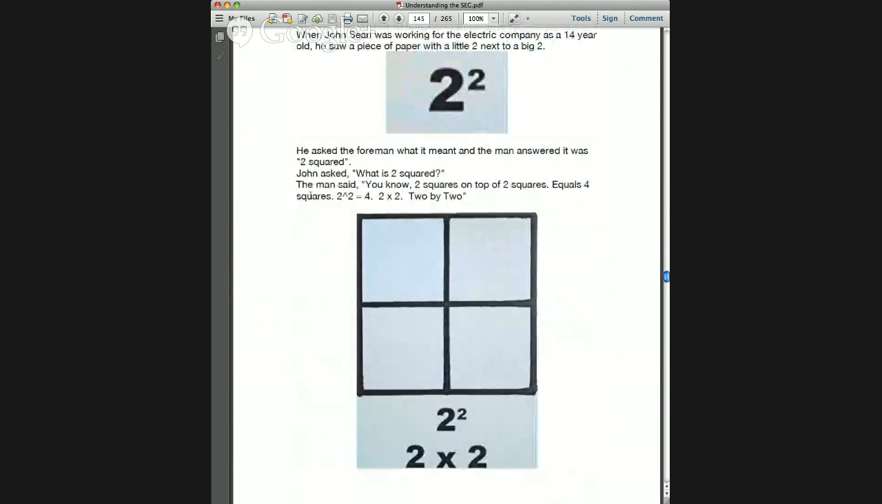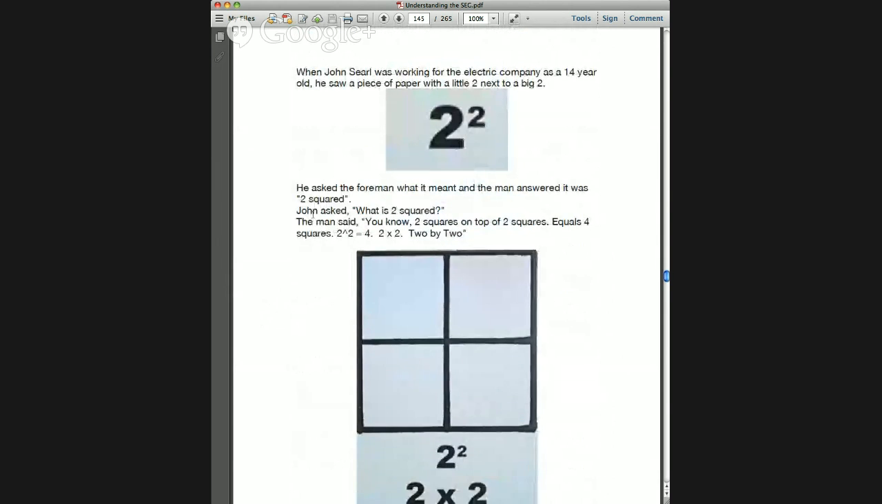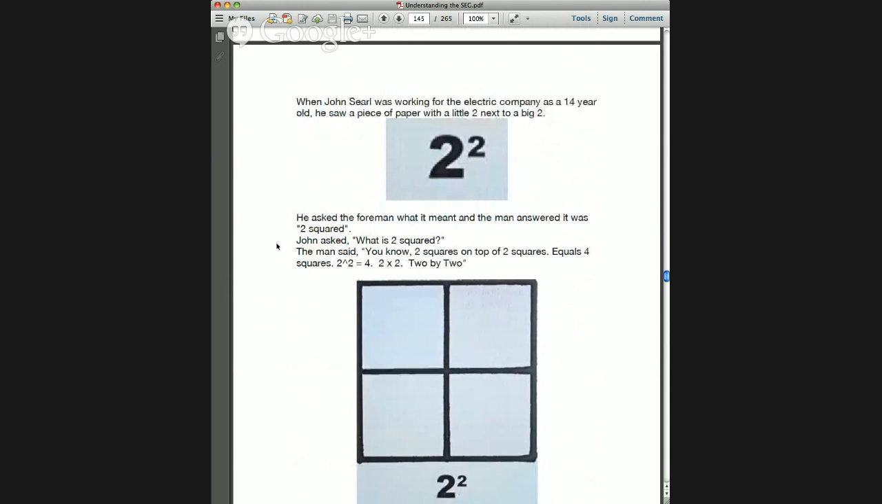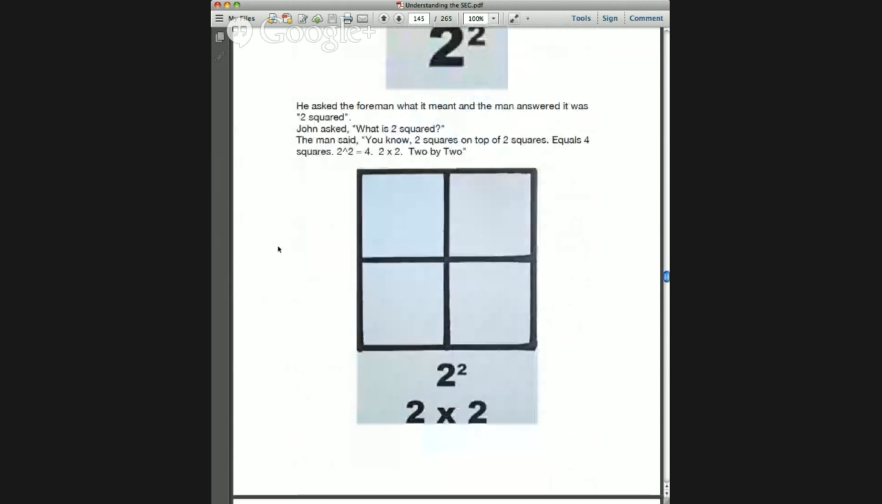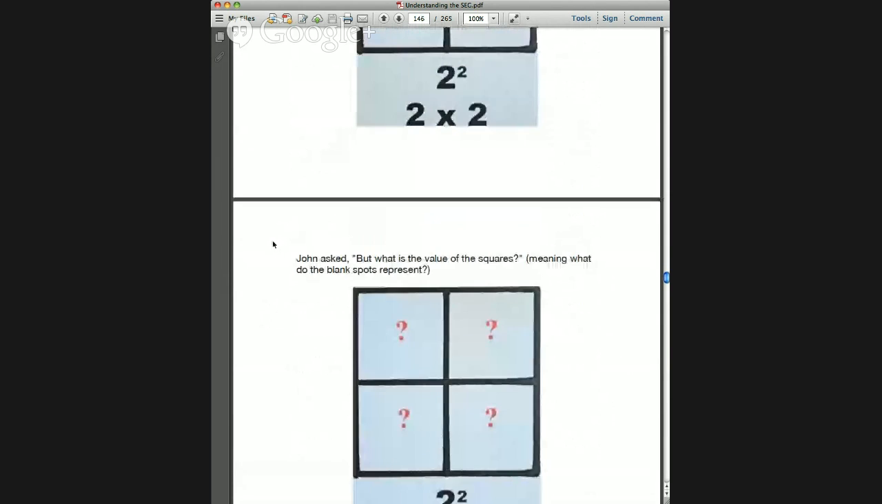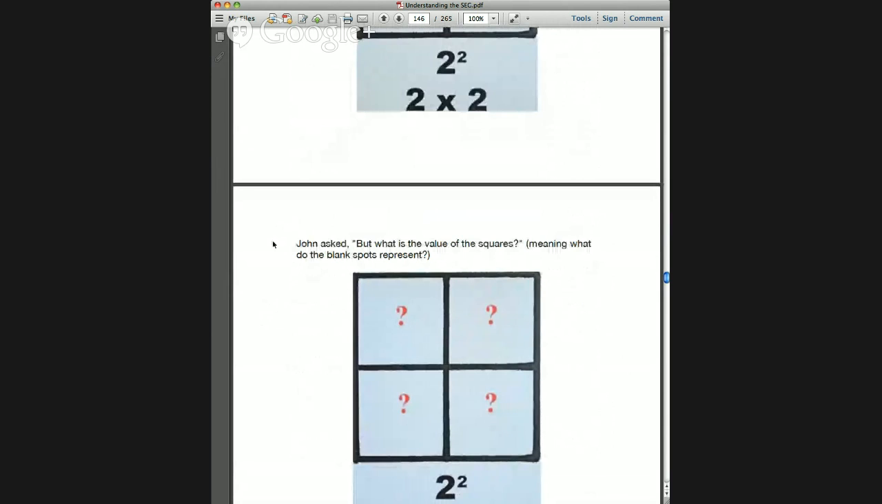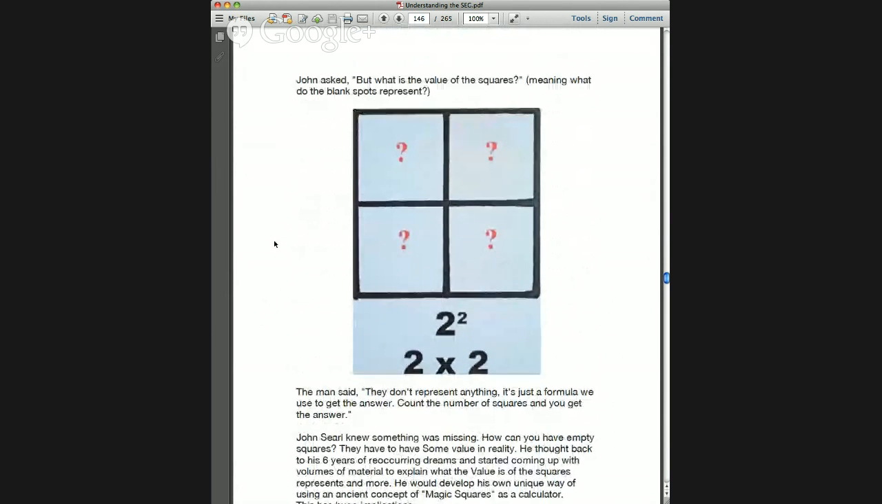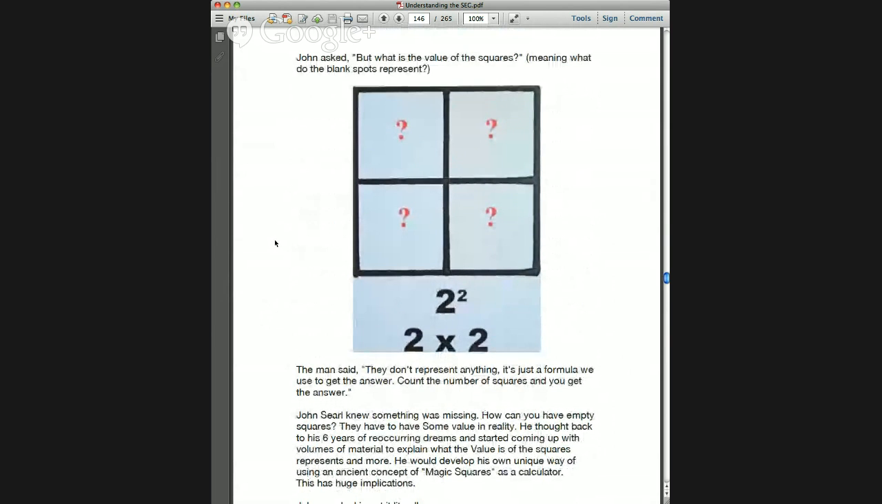So look at this here. When John Searl was working for the electric company as a 14-year-old, he saw a piece of paper with a little 2 and a big 2 next to it, like 2 squared. He asked the foreman, "What the heck does this mean, 2 squared?" The guy said, 2 squares on 2 squares, and literally drew it out. John asked, "Well, what's the value? What do they represent?" The guy said, "They're just squares. They don't represent anything. It's just a formula, 2 squared."